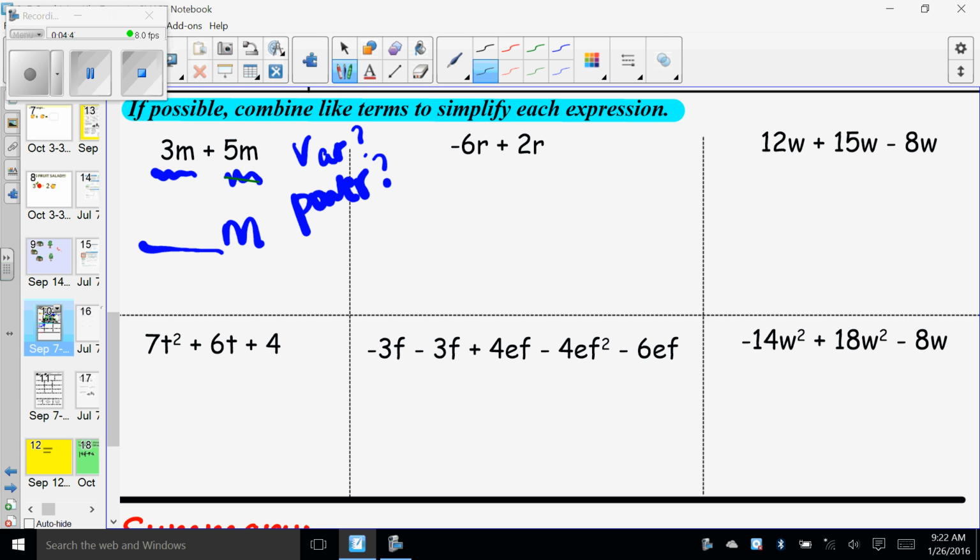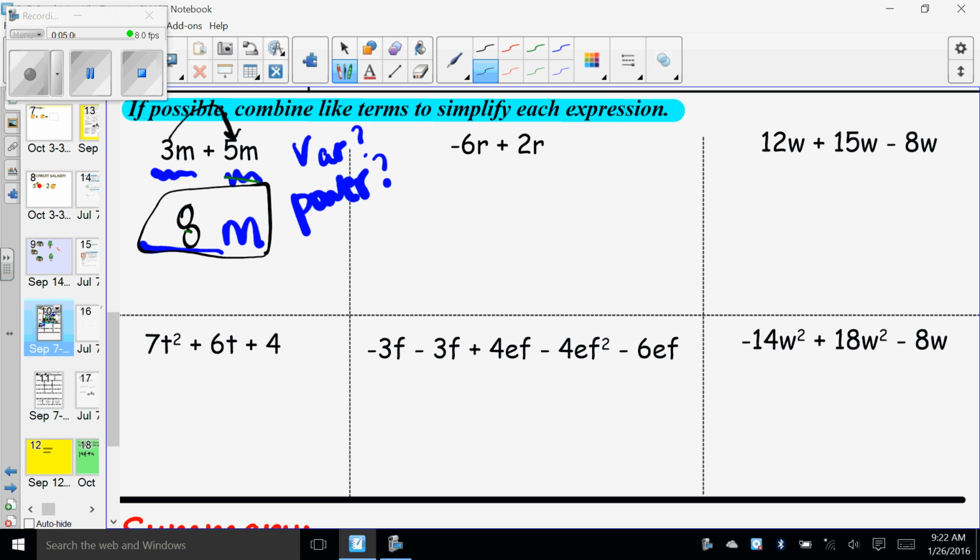So I'm going to go ahead and put a blank and then m's. Same variable, yes, same power, yes. Now we combine those. 3 plus 5 gives us 8m. So our answer is 8m there. Combine like terms. That's as far as we can go because we're just simplifying the expression. We do not know the value of m, so there's nothing else we can do with that.